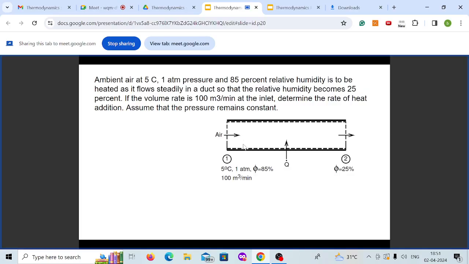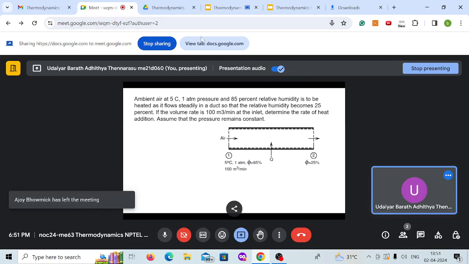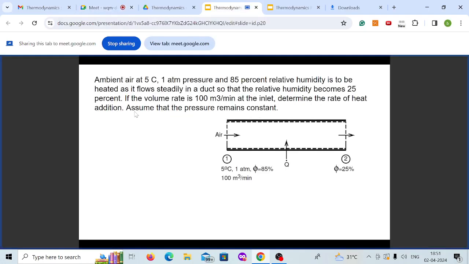So moving to the next question. Ambient air at 5 degrees Celsius, 1 atmosphere pressure and 85% relative humidity is to be heated as it flows steadily in a duct, so that the relative humidity becomes 25%. If the volume rate is 100 meter cube per minute at the inlet, determine the rate of heat addition. Assume that the pressure remains constant.